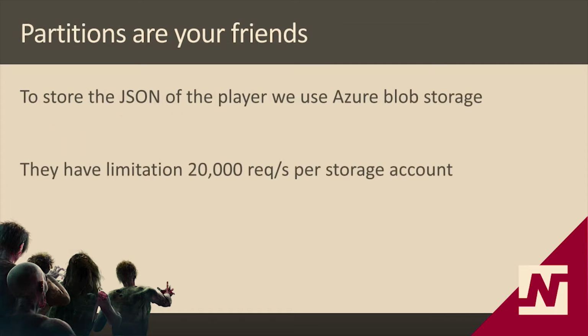Of course, to store this, partition is your friend. We store this in Azure Blob Storage, which is great for storing any sort of static files. It has some limits, though. You can only do 20,000 requests per account. Actually, that is 2,000 requests per partition, but that's usually not a problem because each container is its own partition, so it's super simple to work around. But the 20,000 is a bit harder.